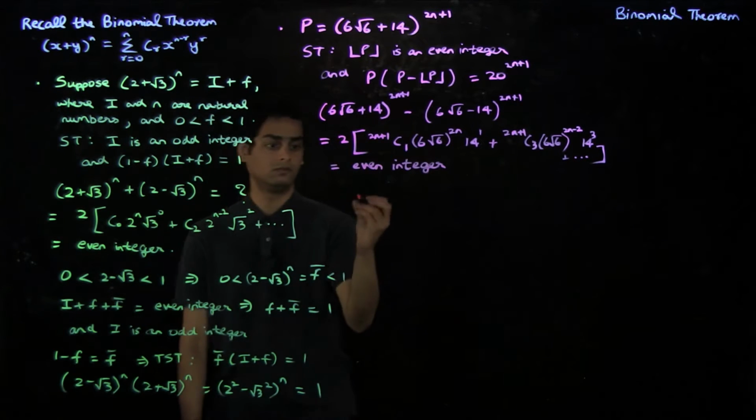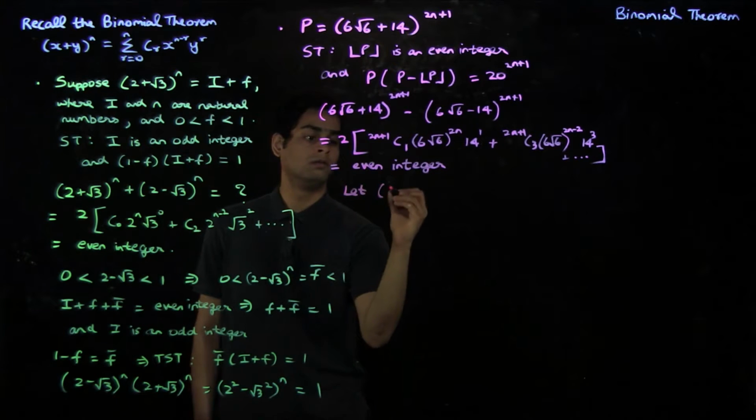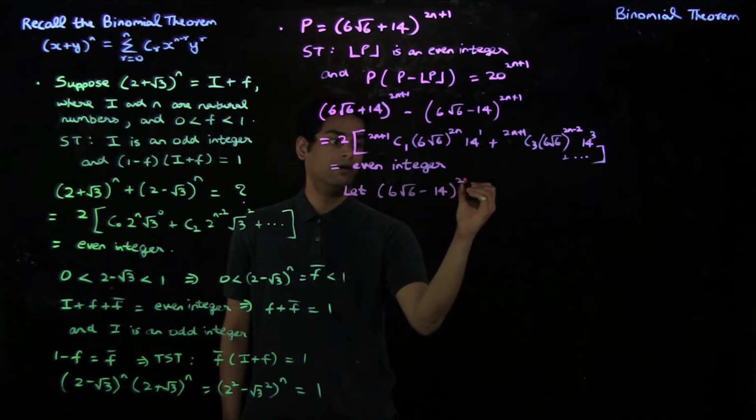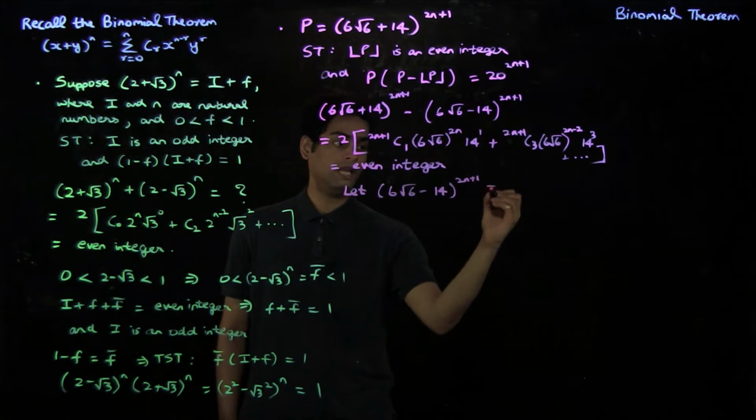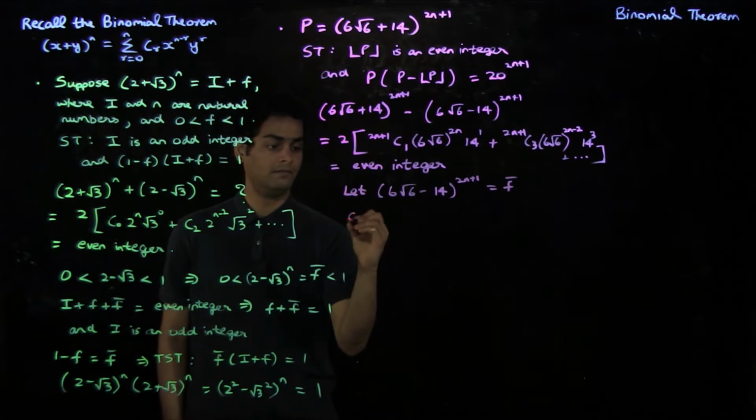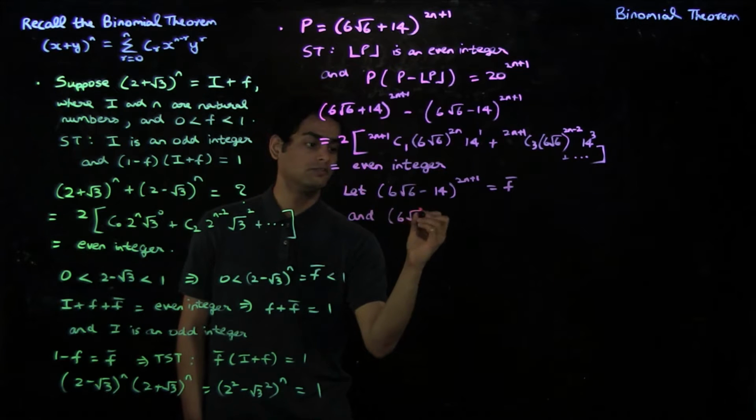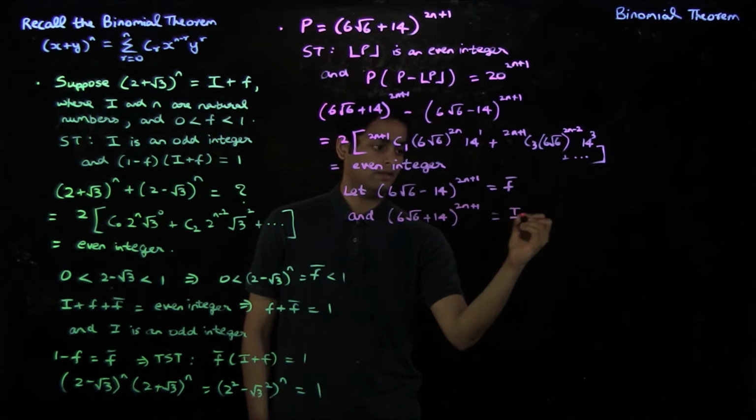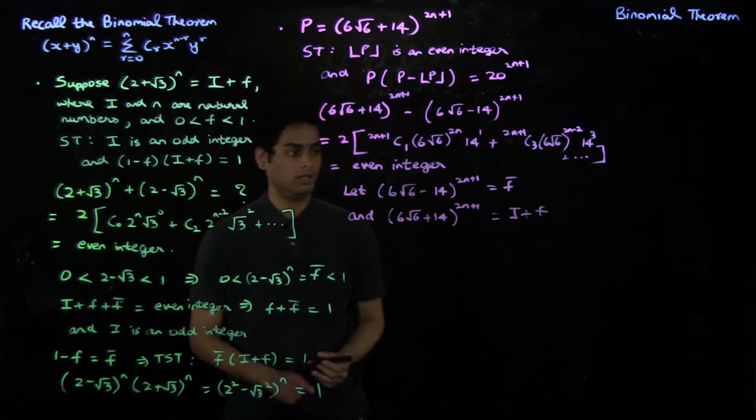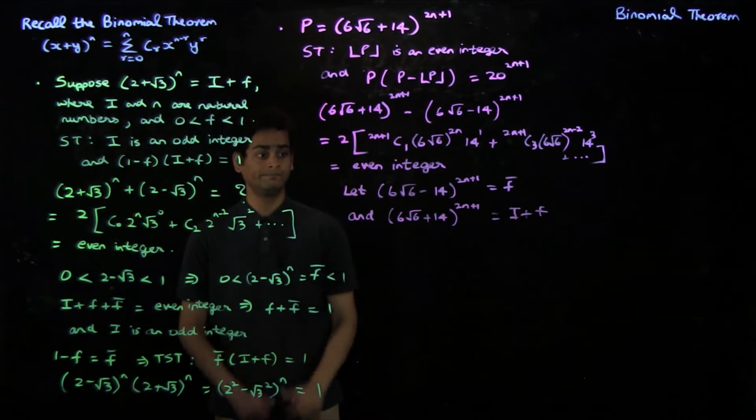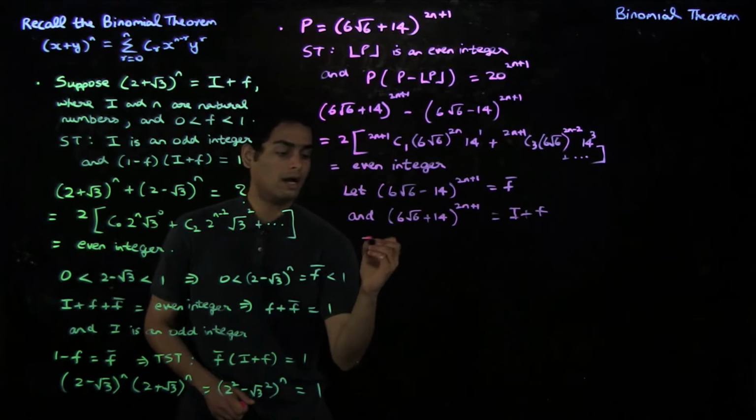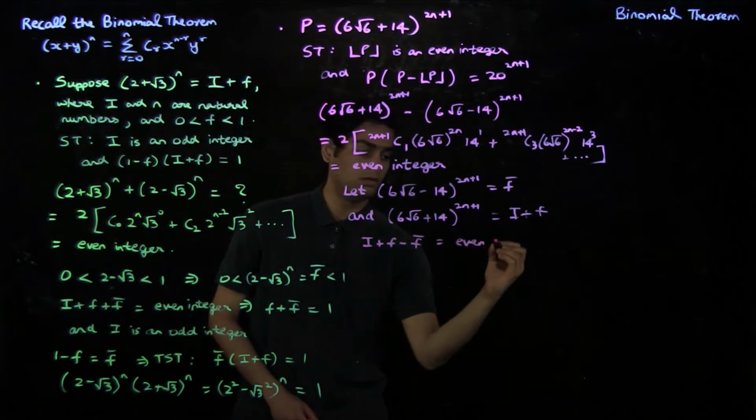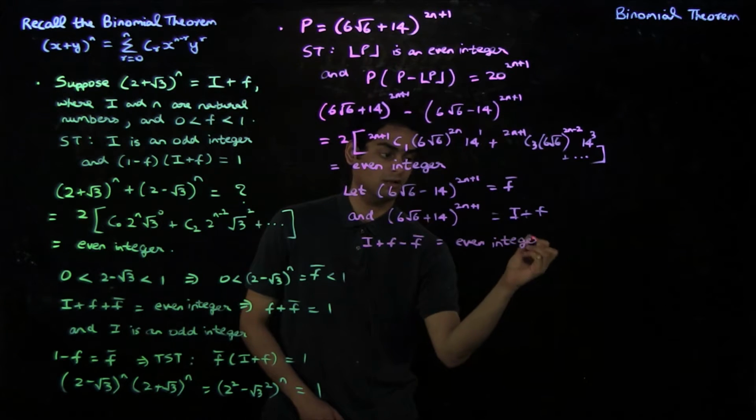and so let (6 times square root of 6 minus 14) power 2n plus 1 be f bar, and (6 times square root of 6 plus 14) power 2n plus 1 be equal to I plus f once again, where I is the integral part and f is the fractional part of p. So we have I plus f minus f bar is an even integer from the previous result.